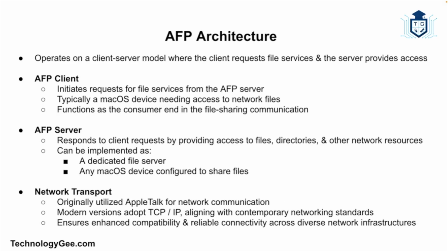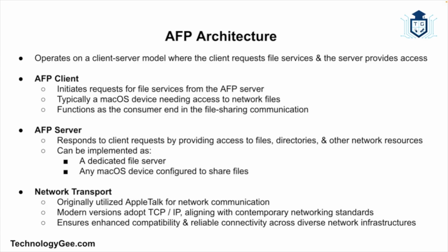So AFP operates on a client-server model where the client requests file services and the server provides access to those services. And the architecture of AFP includes the following components. So you have the AFP client. The client initiates requests for file services from the AFP server, and this could be any macOS device that needs to access files on the network. Then you have the AFP server. The server responds to the client request, providing access to files, directories, and other resources. And AFP servers can be dedicated file servers or any macOS device configured to share files.